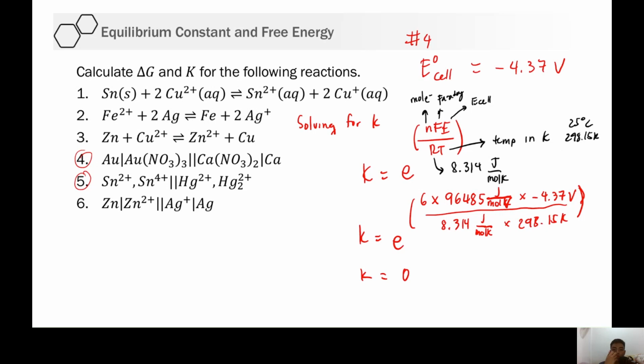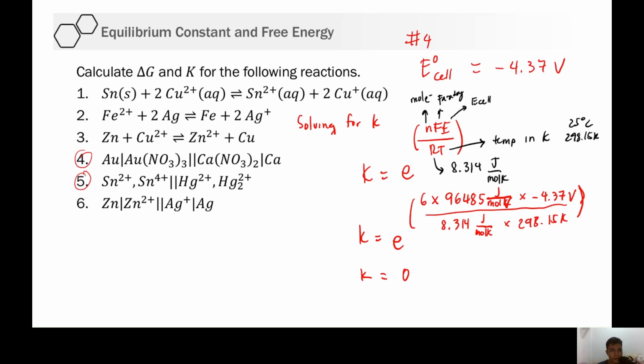It will only happen when you provide electricity onto it. If you provide enough energy for this reaction, then it will proceed. But if you don't provide enough energy, then nothing will happen. So that means when you mix gold and calcium, nothing will happen. Well, let me solve number 5.